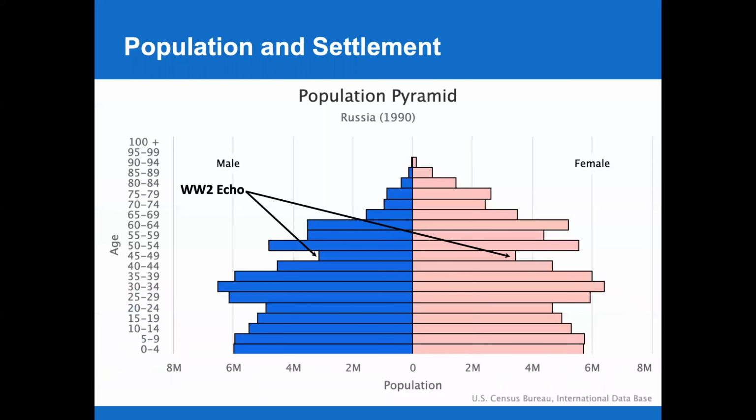Let's see here. Here's a population pyramid. So this is 1990 for Russia. There you see the World War II echo. Millions of Russians died during World War II, especially men. And as a result, you see how that has hurt the population of Russia. It has made it lopsided, more so than any other place on Earth.